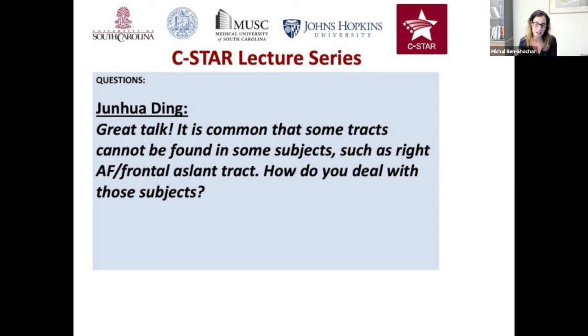I would say in general, there's usually enough participants in every group where we can find the fibers, and then we can analyze those. And sometimes the right arcuate is causing us problems in this regard. In the frontal aslant tract, in many cases, we're doing just fine. It's a pretty robust pathway. So we usually don't have to deal with that problem over there.